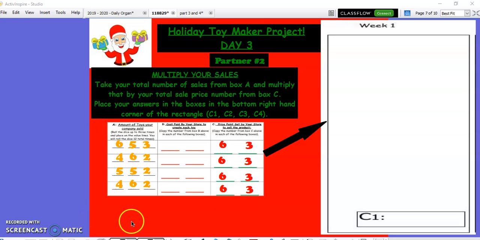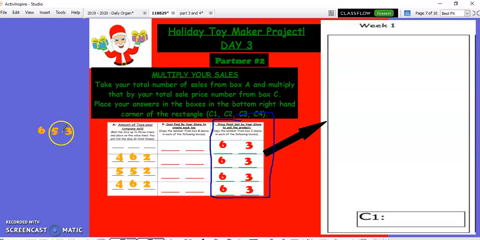If you're watching this video, it's because you're trying to determine how much money you were able to make in sales for the first week. That's because you've already done the previous part. Partner 2 is now going to take the same exact sales number, expand it, but this time only focus on this section right here, which is C, which is also why week 1 C1 is a totally different piece of paper.